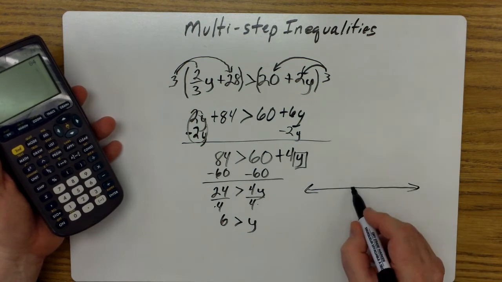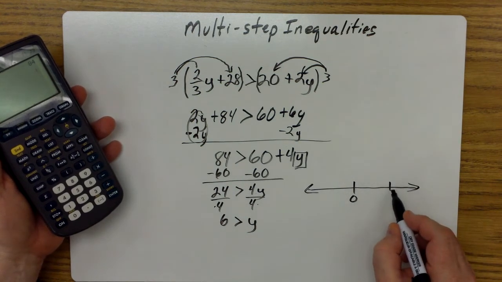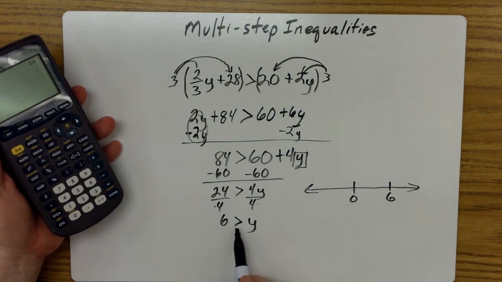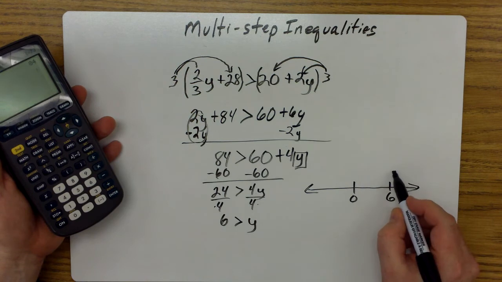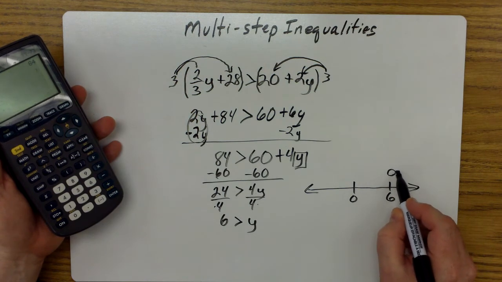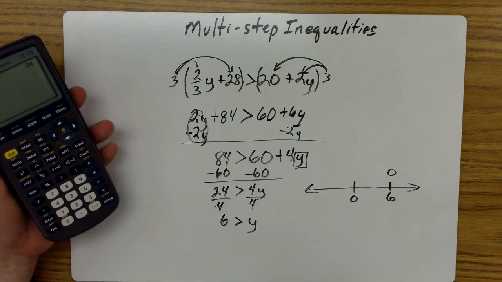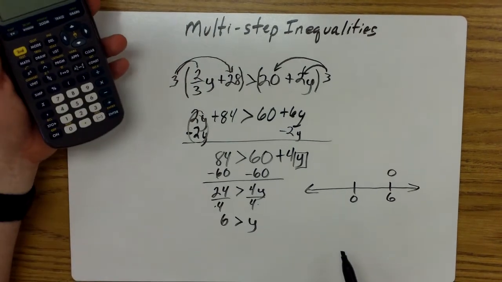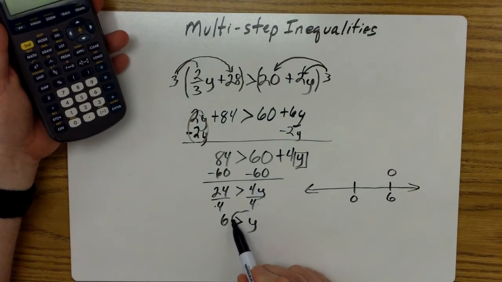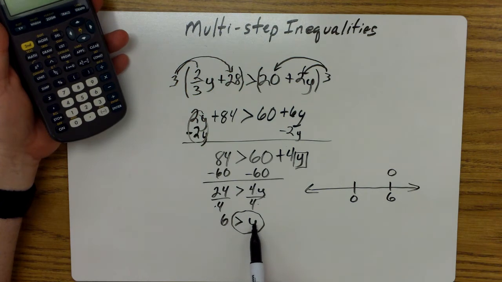So I'm going to find my 0 here. My 6 is here. And since my inequality does not have an equal to sign underneath it, I leave an open circle, meaning here's my barrier or my boundary, but my boundary is not part of my solution. Then if I look at this, I can see that the inequality is facing away from the y, and that's always going to be arrowed to the left.